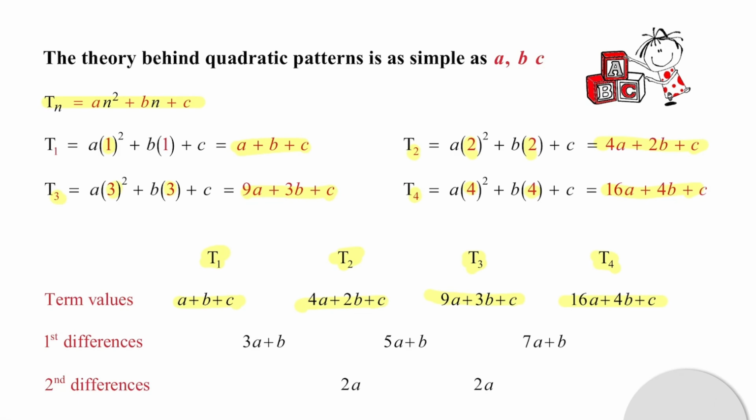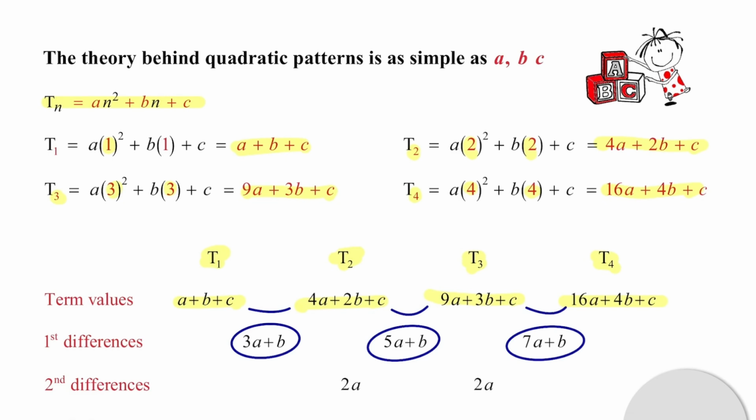Now, if we take the difference between the first two terms, we get the first of the first difference row, 3a plus b. If we take the difference between the second and third terms, we get the second first difference. And if we take the next difference between the third and fourth terms, we get the third difference in the first differences row. Those differences form a linear pattern, which is going to be very important in many of the questions that we tackle going forward.